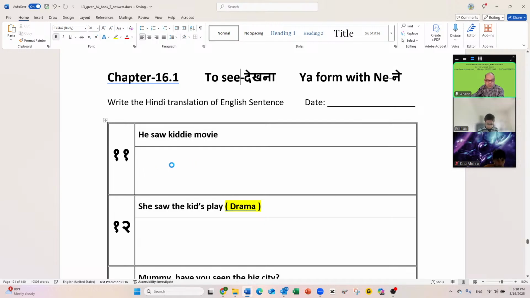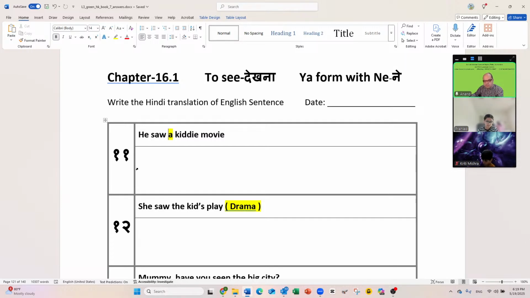So first sentence, he saw a kiddie movie. This is page 211 on mine. Yeah, 211. Let's do 211. Yeah, 210, we have already done it. 211. He saw a kiddie movie. I didn't know what you meant by kitty, so I just put he saw a made movie for kids.